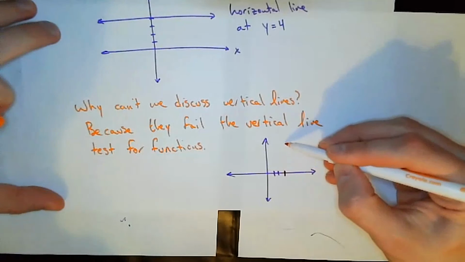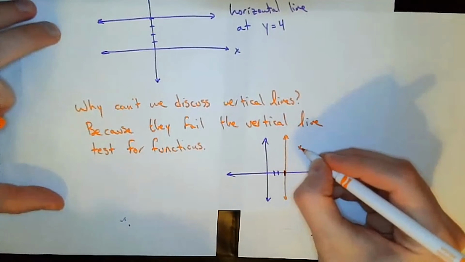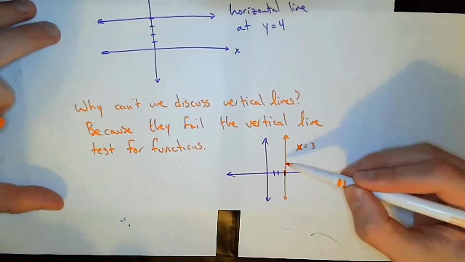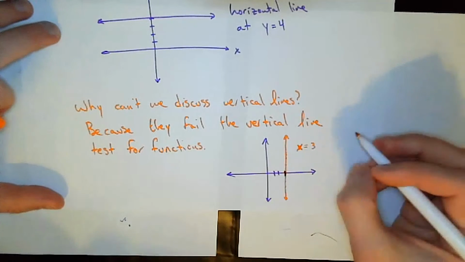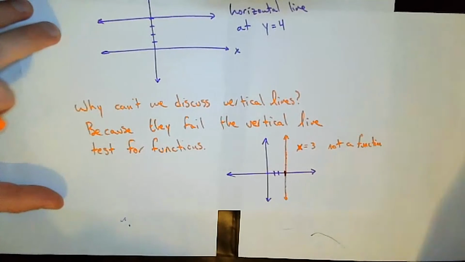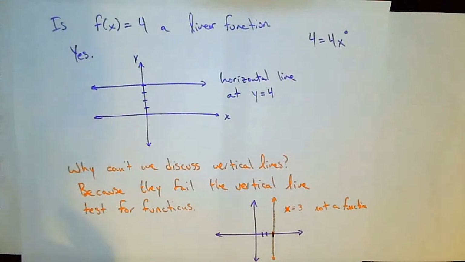But a vertical line, how many outputs does a vertical line give you at that particular value of x equals 3? It gives you infinitely many, right? It gives you a y value here, here, here, here, here, here, here, all the way down here at 0, just infinitely many, right? So it's not a function. Hence, we do not talk about vertical lines in the context of functions. Of course, we can discuss them outside of functions, but not here.